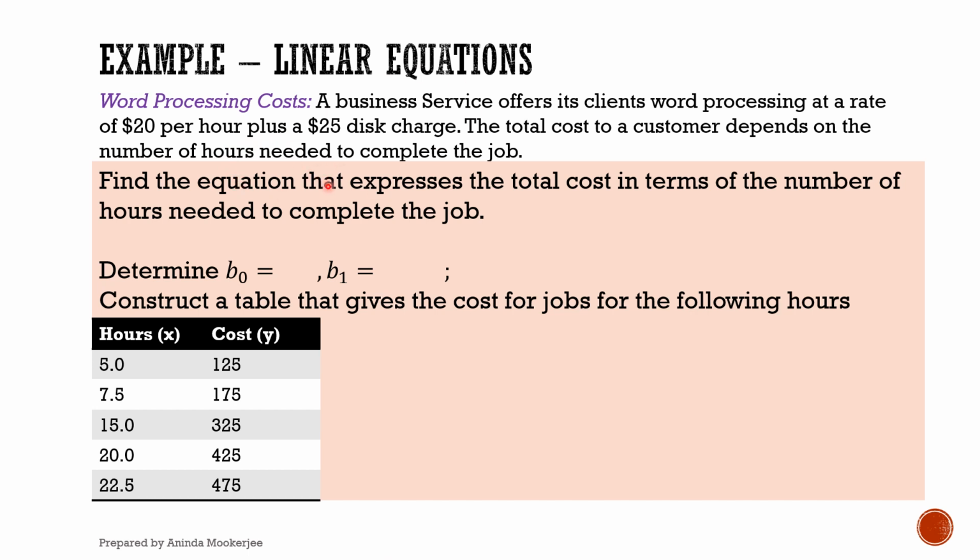Let's try to understand what this problem is about. It's saying that in order to get a word processing job done, the cost involves a flat fee of $25 for a disk, and then for every hour spent to do the work, they charge $20 per hour. Okay?